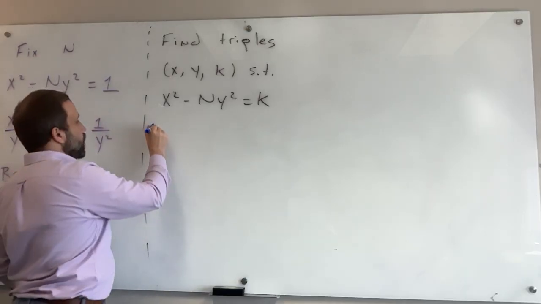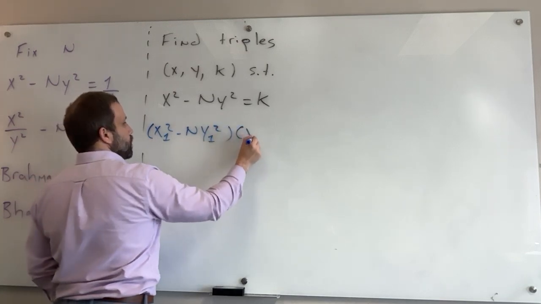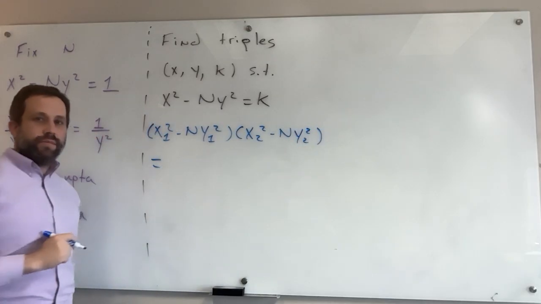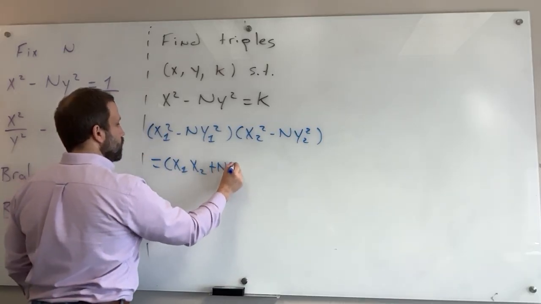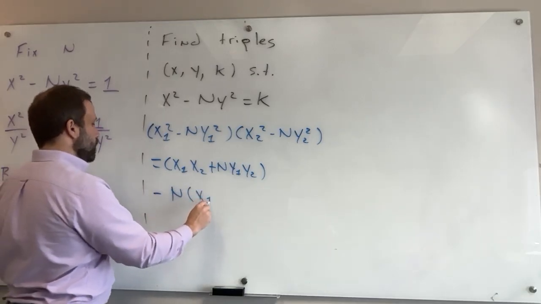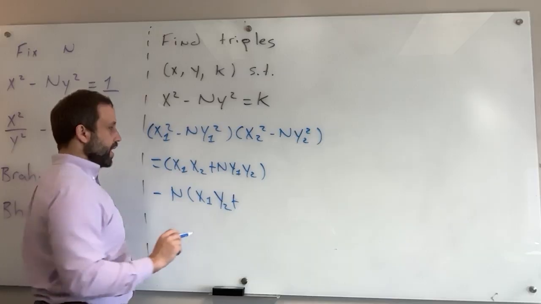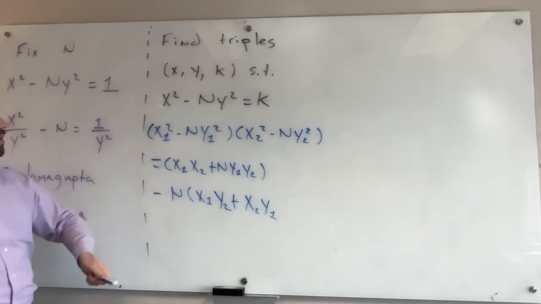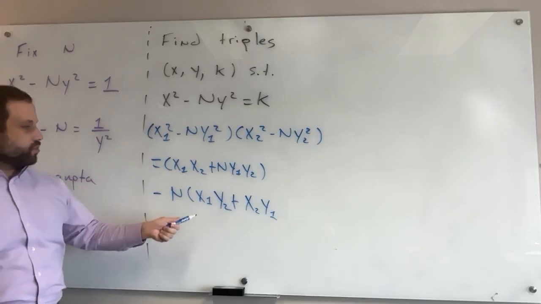It'll make a little more sense. So x1 squared minus n y1 squared times x2 squared minus n y2 squared is equal to x1, x2 plus n y1, y2, minus n times x1, y2 plus x2, y1. So we have x1 squared minus n y1 squared times x2 squared minus n y2 squared is equal to x1, x2 plus n y1, y2 minus n times x1, y2 plus x2, y1.